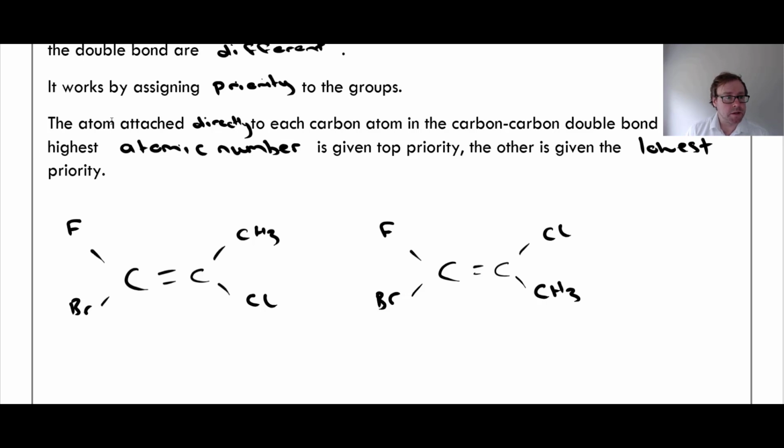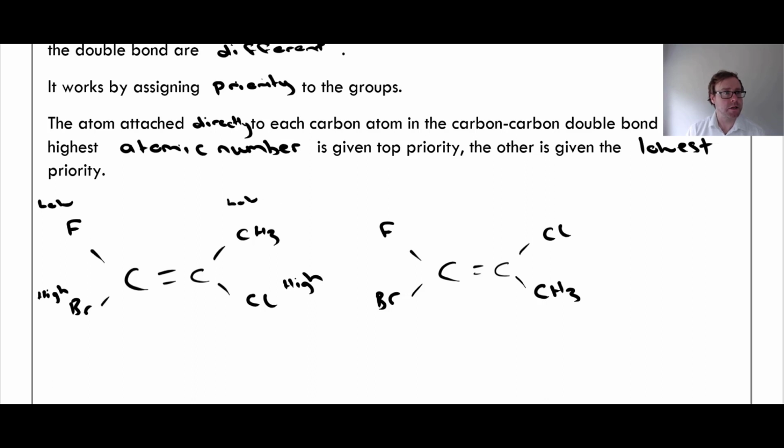I'm just going to read through this and we're going to apply it to this. The atom attached directly to each carbon in the carbon-carbon double bond with the highest atomic number is given top priority. So we're only looking on one side of the double bond. I'm looking at the left-hand side to start with here. Which one has the highest atomic number, F or Br? Well, Br does, so this would be high, this would be low. On my other side, I'd be looking at the atom directly attached, so carbon, which has an atomic number of 12, so it's going to be low compared to my Cl, which is high.